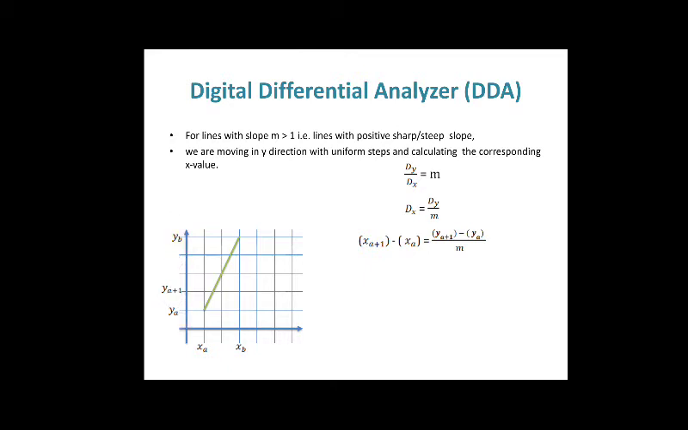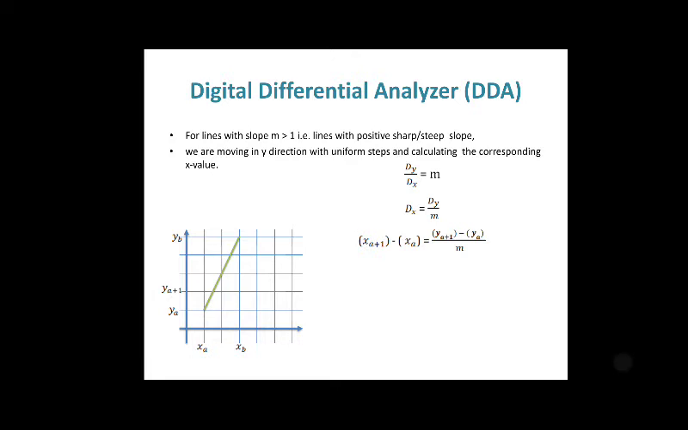So I am representing this dx and dy. We have seen in the first slide that dx is nothing but x2 minus x1 and dy is nothing but y2 minus y1. Same way we are saying here that dy is nothing but ya plus 1 minus ya, and dx is nothing but xa plus 1 minus xa, right.